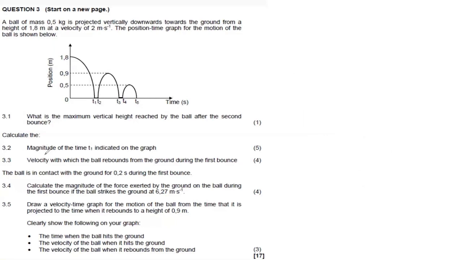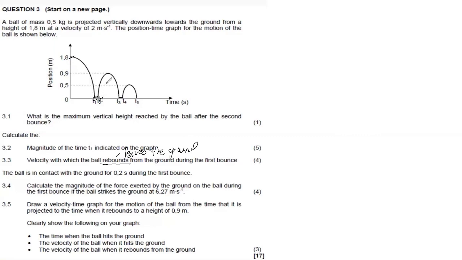Then we have 3.3. It says, calculate the velocity with which the ball rebounds from the ground during the first bounce. Right. So we do understand that here the ball will be falling all the way from that height of 1.8 meters and then reaches the ground. It is in contact with the ground for a little while and then bounces off. Right. So the velocity that we are being required to calculate here is the velocity with which this ball leaves the ground. So rebounds means when it now leaves the ground, right?